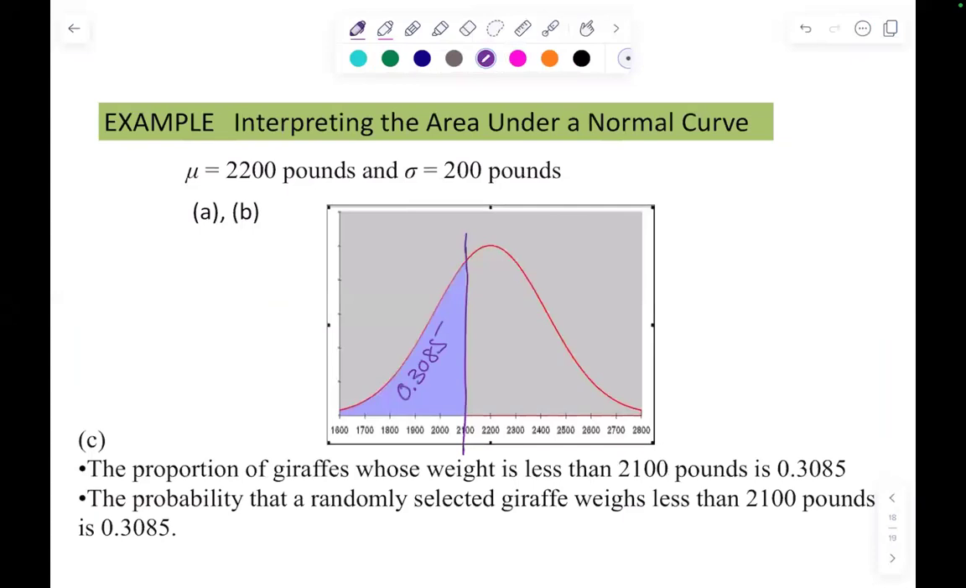So the two different ways that we can interpret this area is we could say the proportion of giraffes whose weight is less than 2,100 pounds is about 0.3085, or that the probability of randomly selecting a giraffe that weighs less than 2,100 pounds is 0.3085. So we can answer that question either way, depending on what they ask me. So just under 31% of all giraffes are less than 2,100 pounds. Questions?